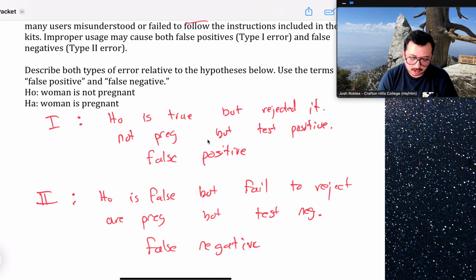So that would be how we describe these. You might want to think a little bit about, does it matter which one it is in this case? Is one worse than the other?